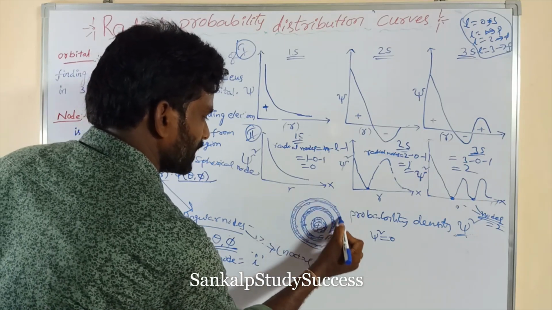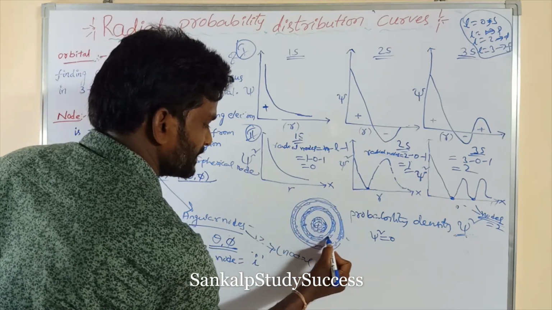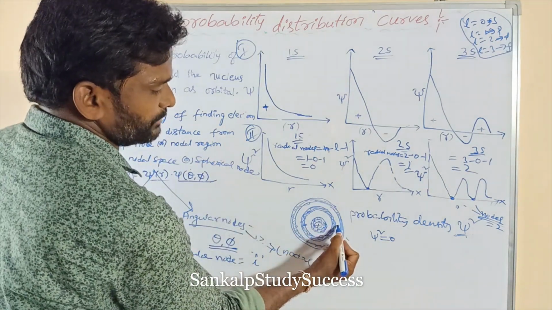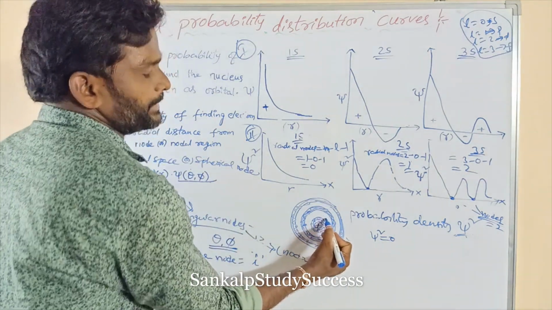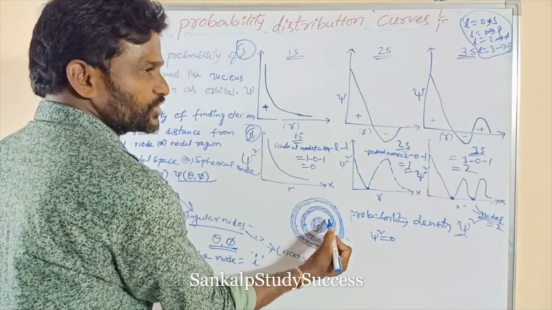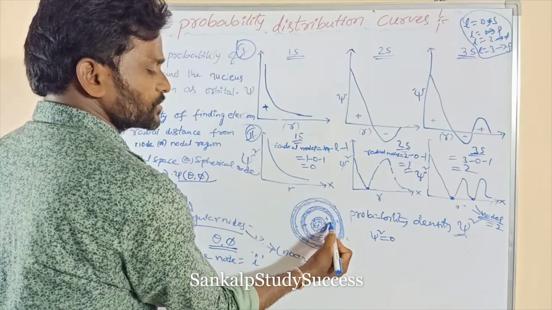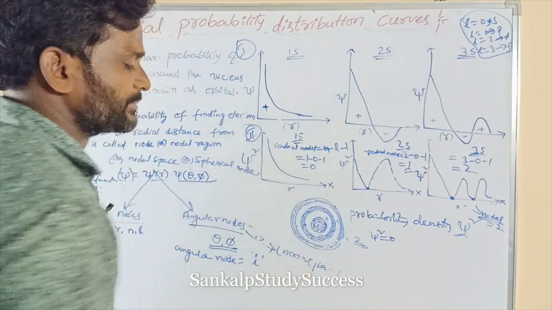How many empty spaces are present in this diagram? 2 empty spaces. This is one empty space, this is another empty space. In this empty space, the probability of finding an electron is 0. That is said to be a node. This is one node, this is another node. So 2 nodes per 3s orbital.